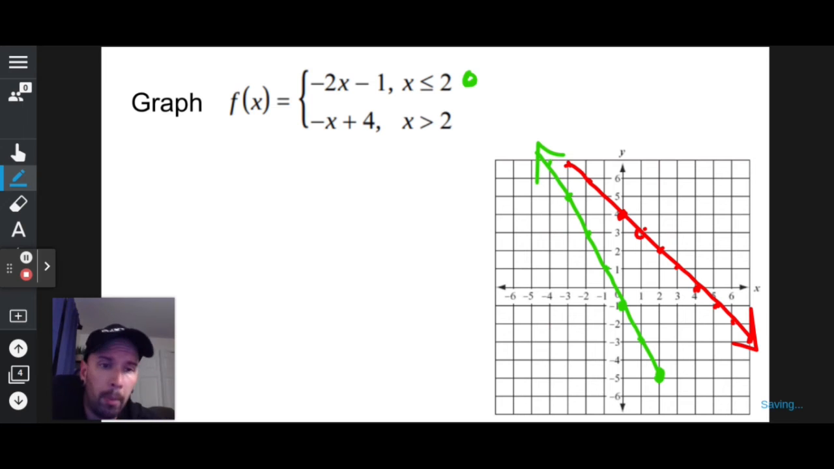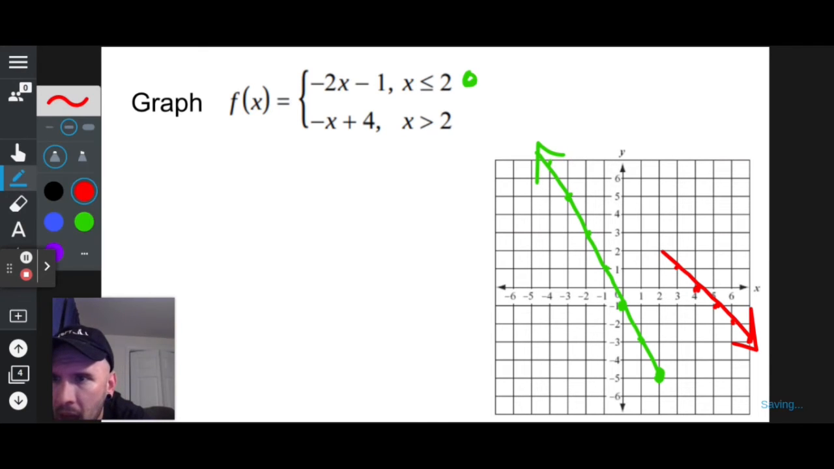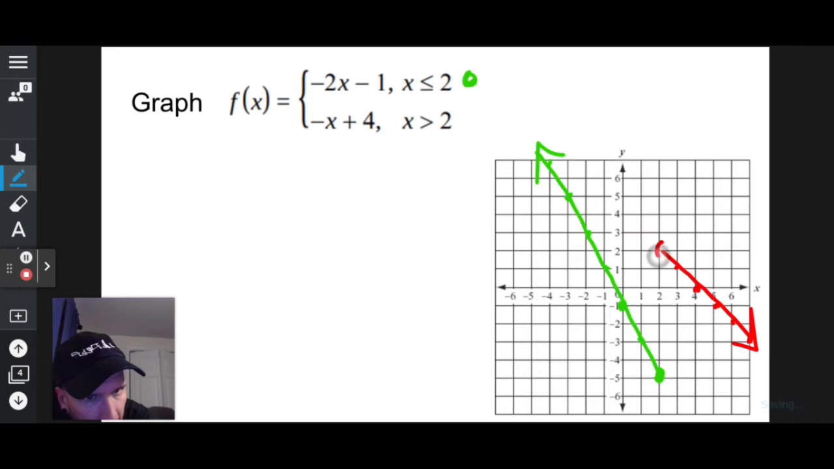What do I care about? I only care about the stuff to the right of 2 and not including 2. So I'm going to get rid of the stuff I don't need, including the 2, so I can put a nice non-filled circle right there.